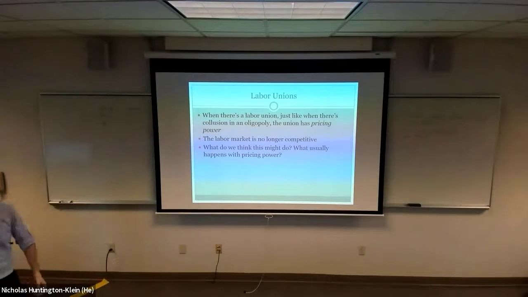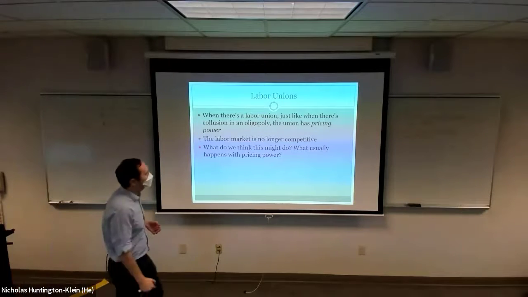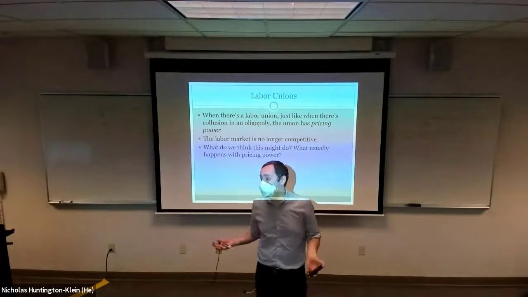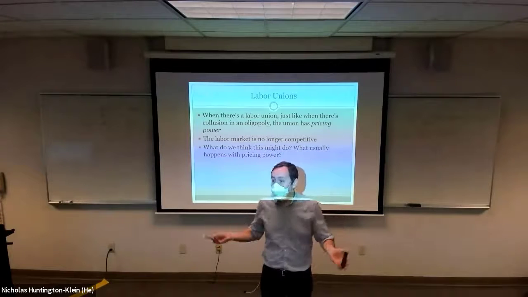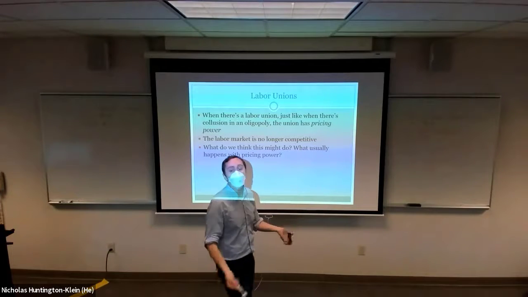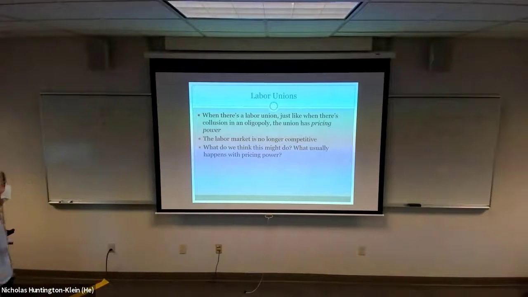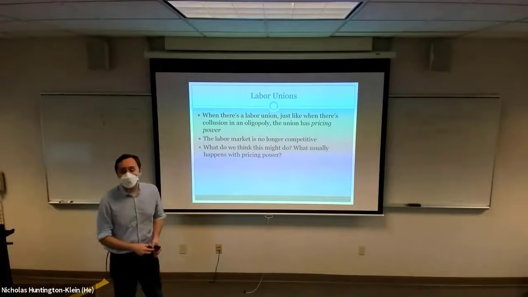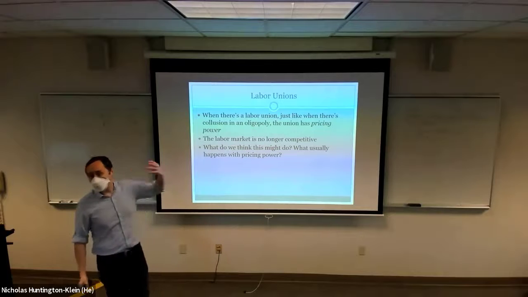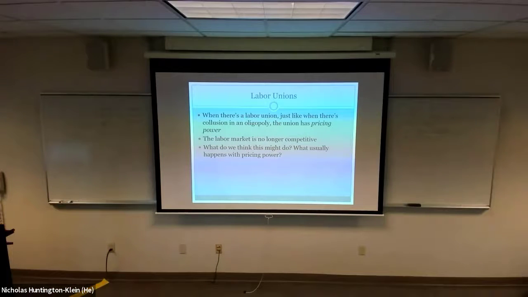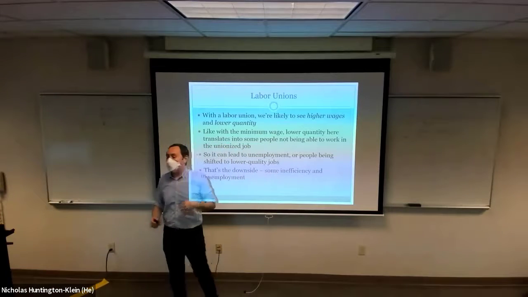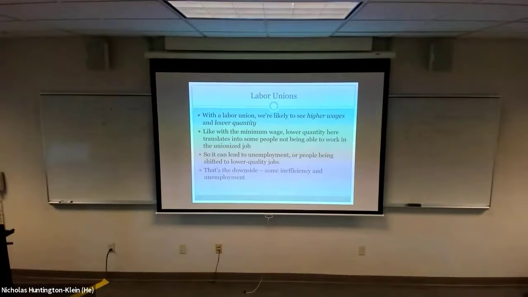But with a labor union in place, everyone is bargaining together. And so if everybody walks in and says, hey, pay us more than the competitive market rate, they can't just say, no, we're going to go hire somebody else, because everyone is in the union, right? You can't go hire somebody else because they're all in the union. That's the idea. So when this happens, the labor market is no longer competitive. And what do we think is going to happen? What typically happens when you have pricing power? Well, we expect that the price goes up and also the quantity goes down. So with a labor union in place, we are likely to see higher wages and also lower quantity, as fewer people are actually employed.